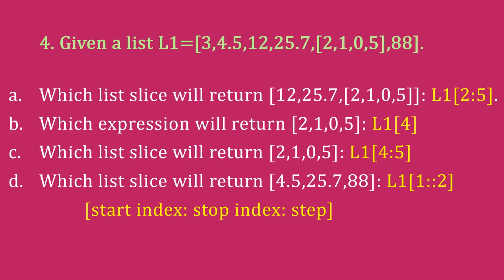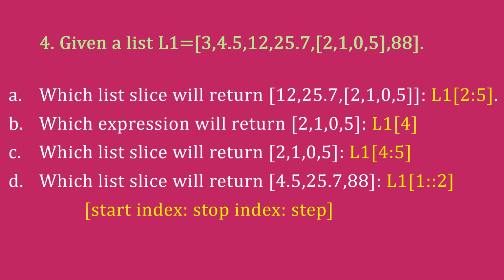Now which list slice will return 2105? So we have to just provide the list slice like this, L1 within that 4 to 5. The range is like this. So it will just give you the element which is present at index number 4, that is this one, 2105.